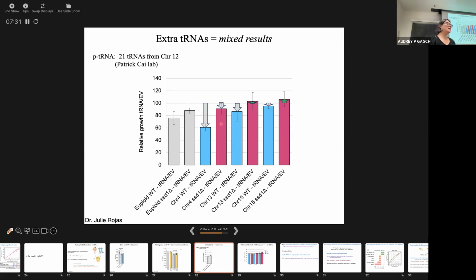But now if you look at the pink bars, the SSD minus cells with the extra chromosome 4, again in the SSD minus background, with the tRNAs, are going a little bit slower, but it's not the same as the wild type strain. But here we see for chromosome 13 and chromosome 15 aneuploids, the little green arrow here means that they are actually growing a little bit better if you put more tRNAs in there. So what's the conclusion with the model? Kind of mixed results at this point. And it's all specific to chromosome 12 tRNAs.